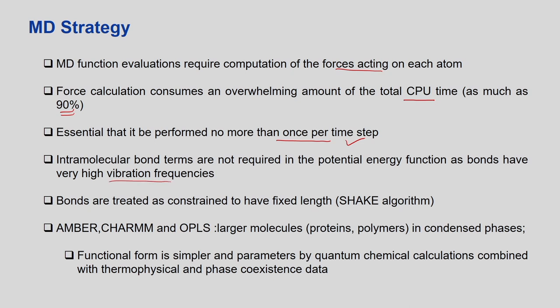In the potential they are not required. Sometimes these bonds are treated as constrained to a fixed length. If you say a carbon and hydrogen bond, there will be many such bonds in your system, but their vibrations are very small in that case. So, instead of computing the force on these pairs, can we fix them? Can we just take them as a point, as a particle? So, we can do that.